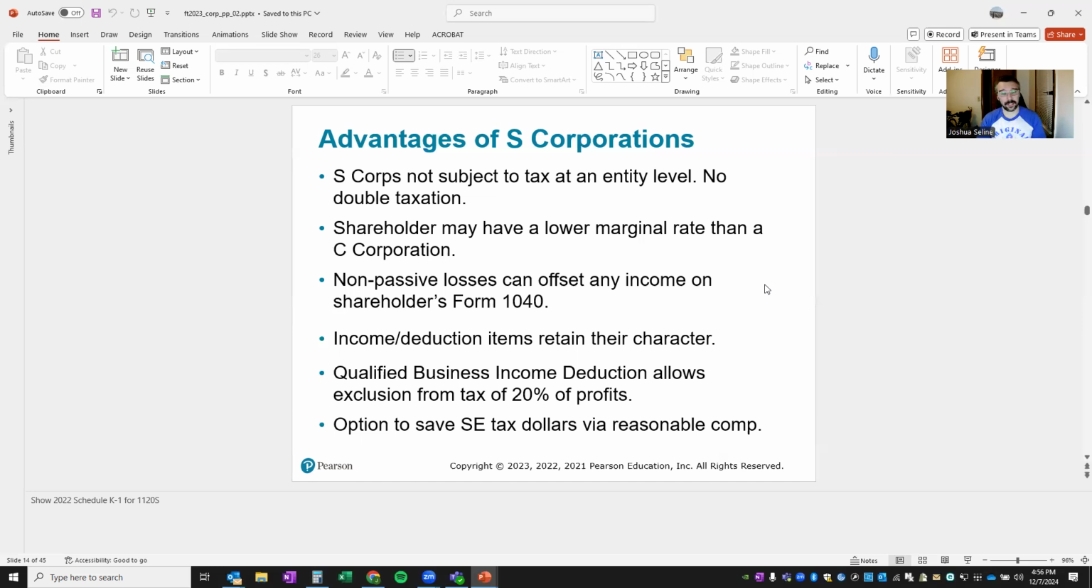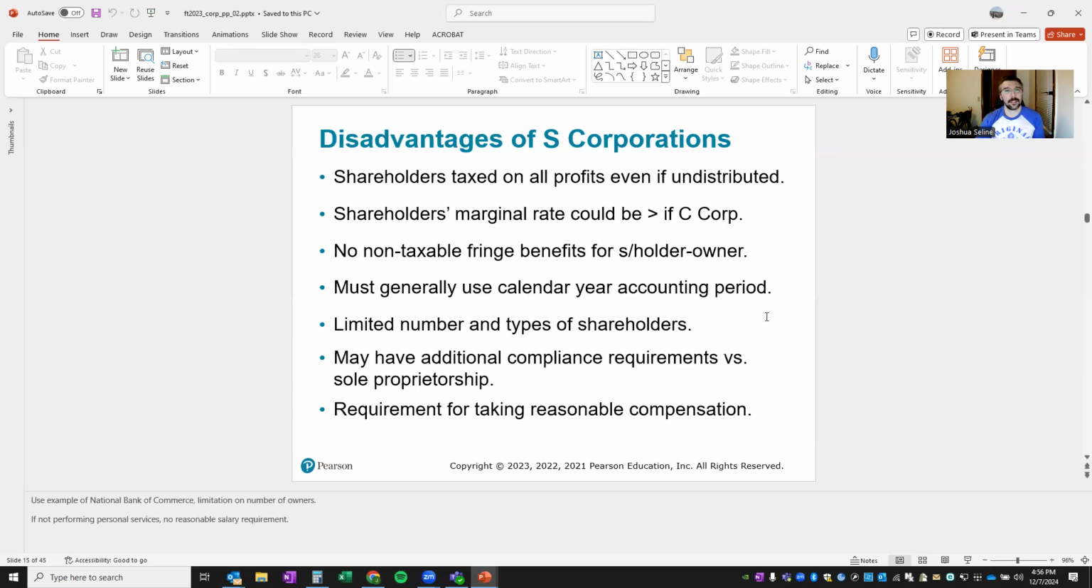Income and deduction items retain their character. The QBI deduction allows for exclusion from tax of 20% of profits. And there's the option to save self-employment tax dollars via reasonable compensation. So S corps are generally not paying the self-employment tax, like partnerships do. Disadvantages of S corporations: shareholders are taxed on all profits, even if undistributed, similar to sole proprietorships and partnerships.